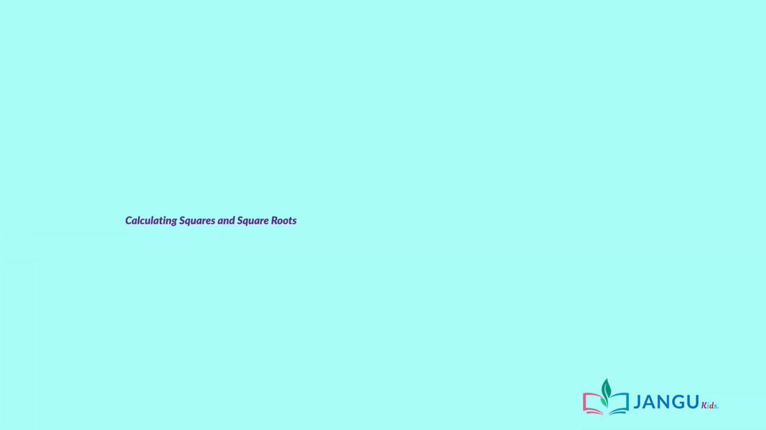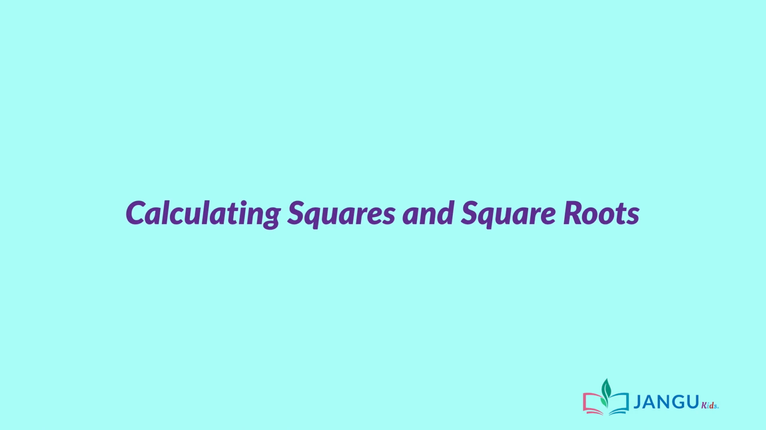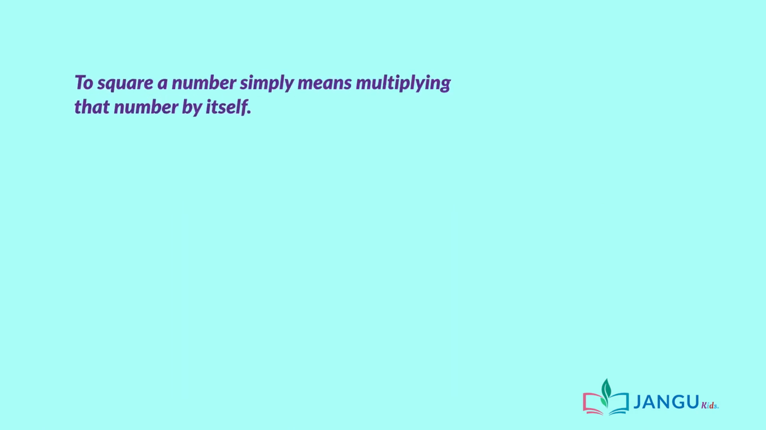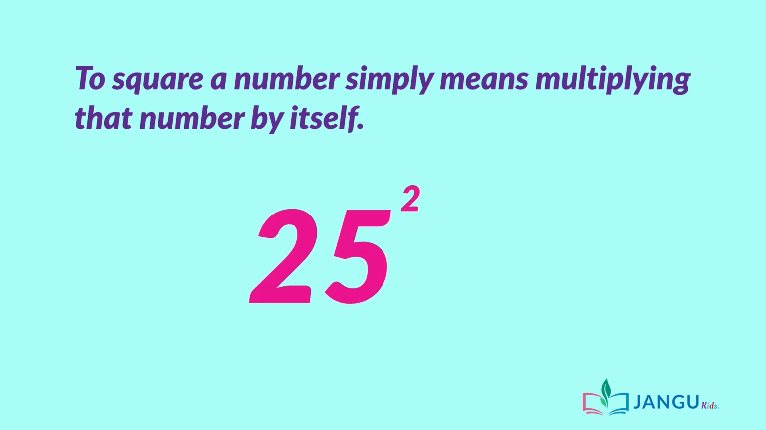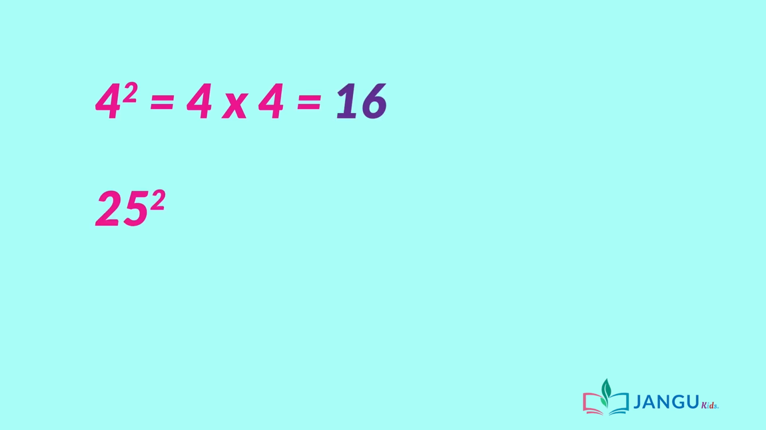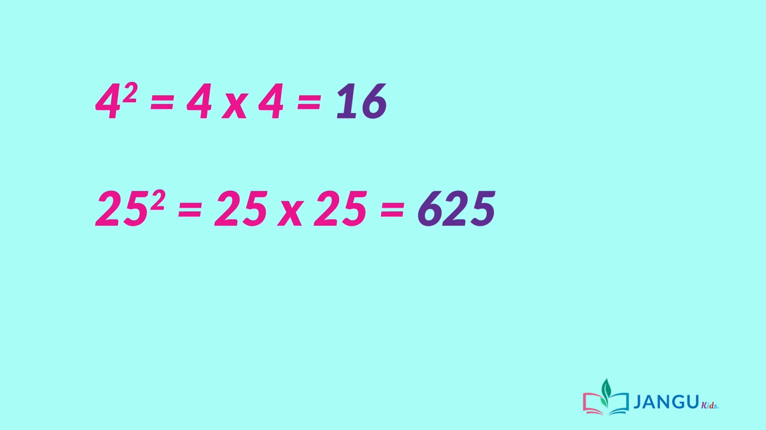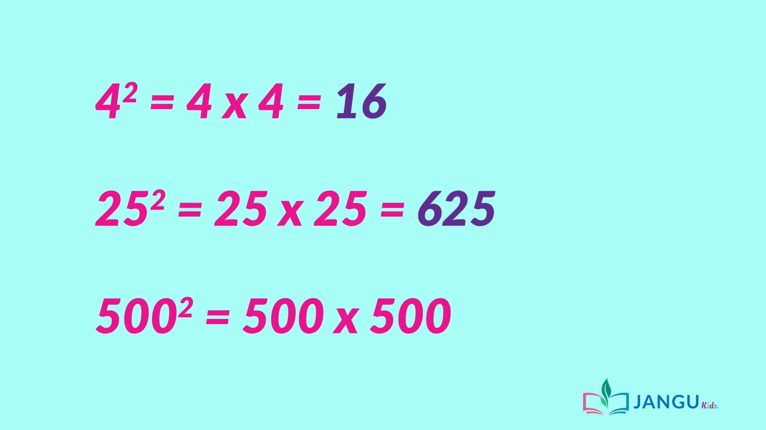Next, we will learn how to calculate the squares of numbers and the square roots of perfect squares. To square a number simply means multiplying that number by itself. Squared is often written with the number 2 on top, like this. This means that 4 squared equals 4 multiplied by 4, which is 16. 25 squared is 25 times 25, which is 625. 500 squared equals 500 times 500, which is 250,000.